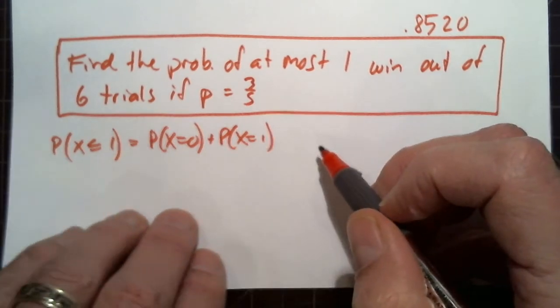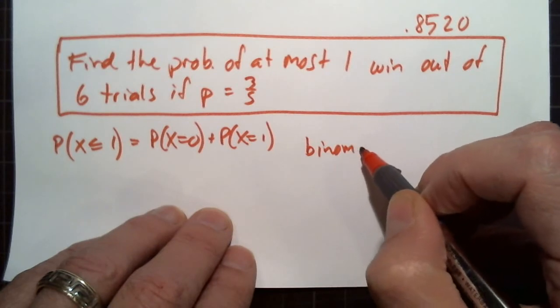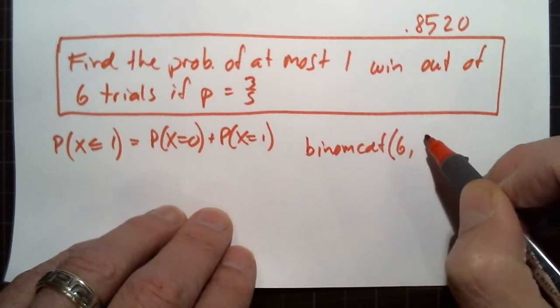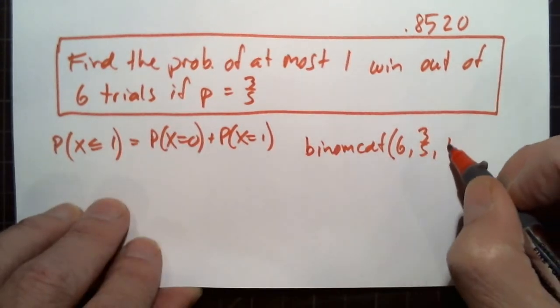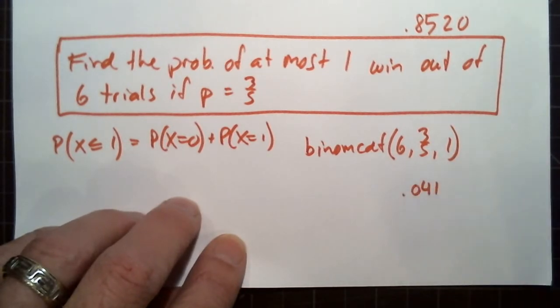So with the calculator we have binom CDF, n, p, and x is 1. And we should get 0.041.